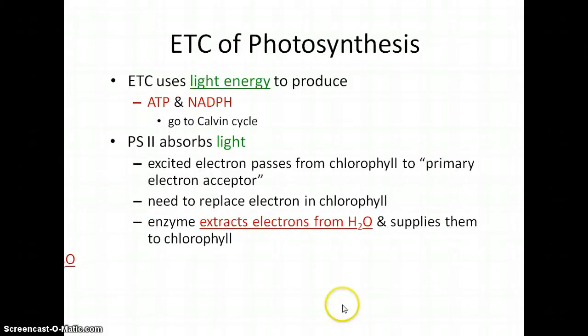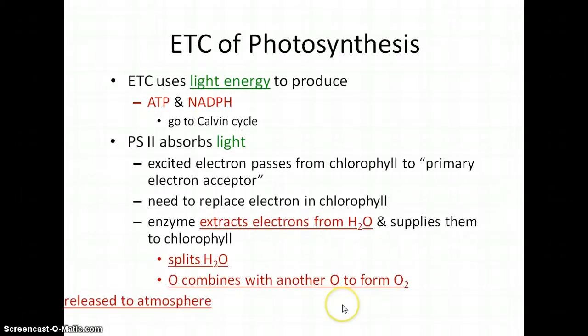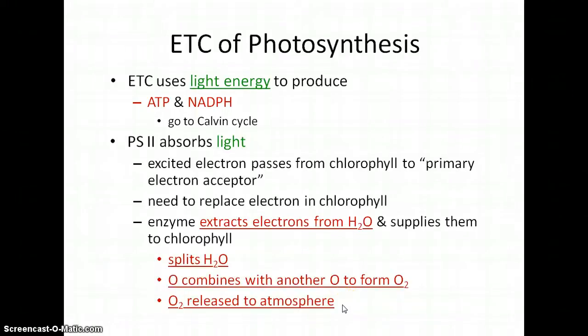And this is just a summary again. Something you can stop and write down if you'd like to add to your notes. This is a summary of the electron transport chain in photosynthesis.